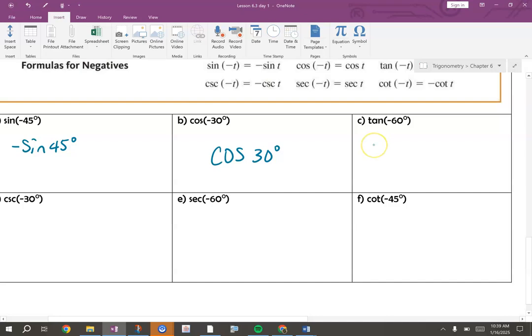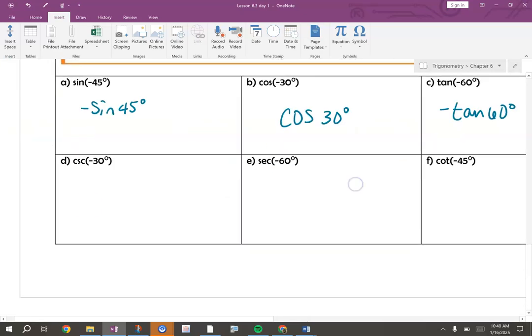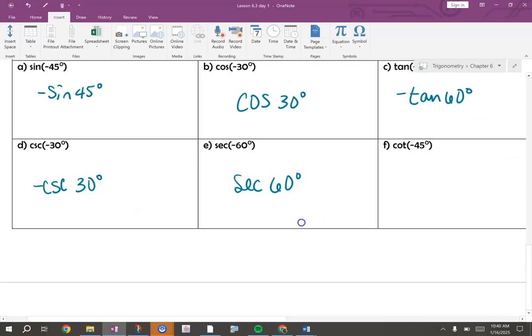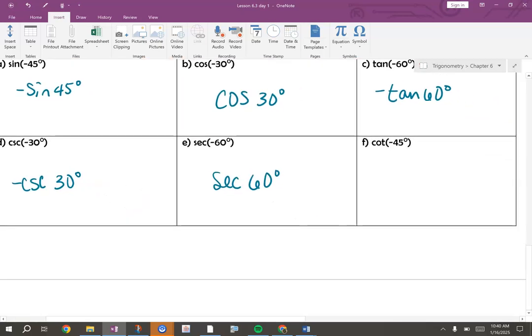Tangent. Negative tangent 60. And cosecant. Negative cosecant 30. Perfect. Secant. Just secant 60. So it's cosine's cofunction, so it follows the same sign. Cotangent.